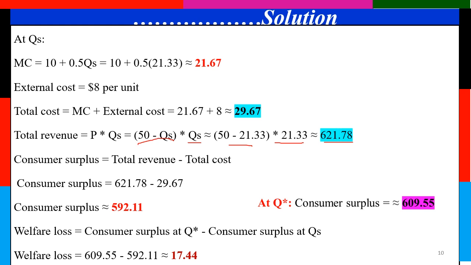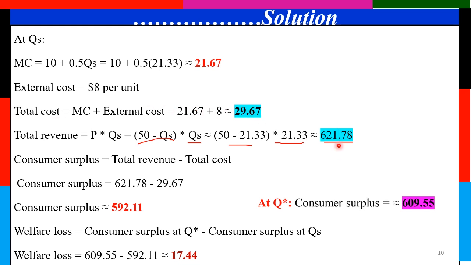621.78. This is the total revenue. Now it is easy to calculate consumer surplus. Consumer surplus means the difference between total revenue and the total cost. Total revenue is here, 621.76. Total cost means 29.67.